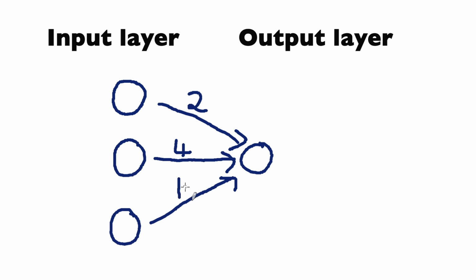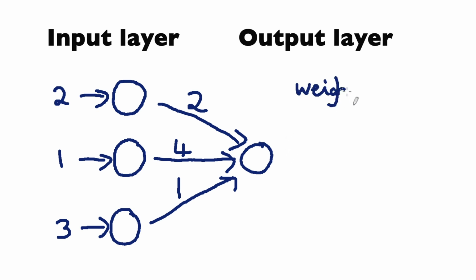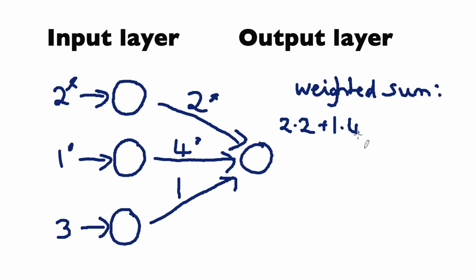Let's now calculate the output for a certain kind of input. As input we have 2, 1 and 3. In the output layer we now calculate the following, which is also called the weighted sum function: 2 times 2, plus 1 times 4, plus 3 times 1, equals 11.